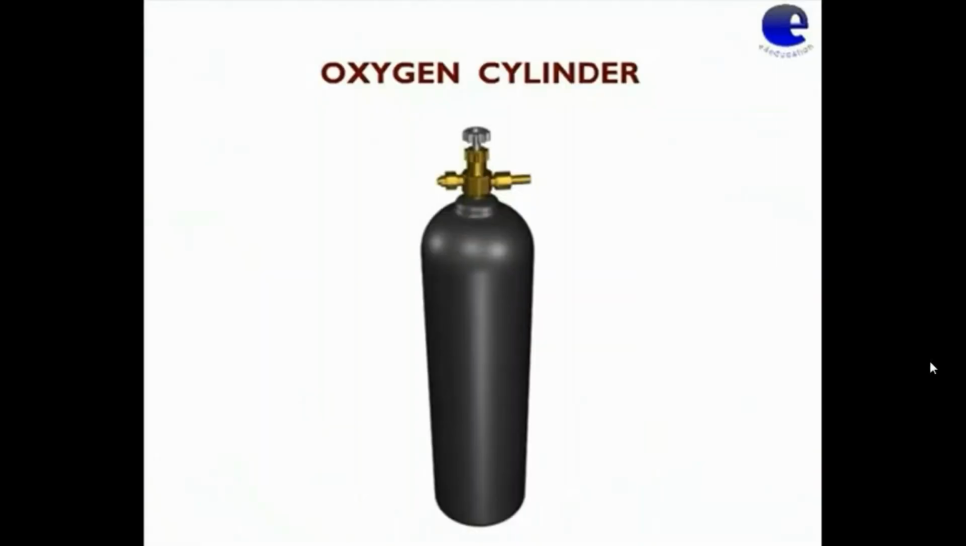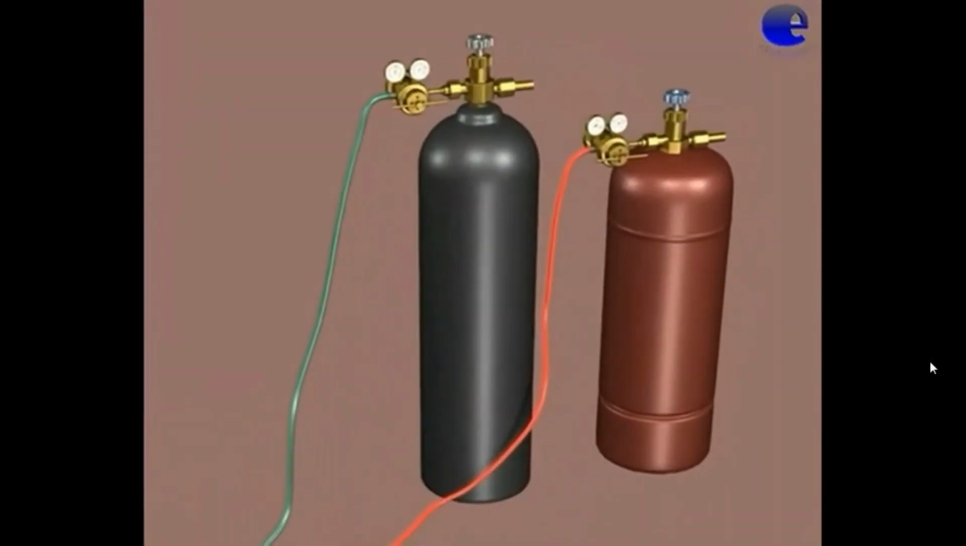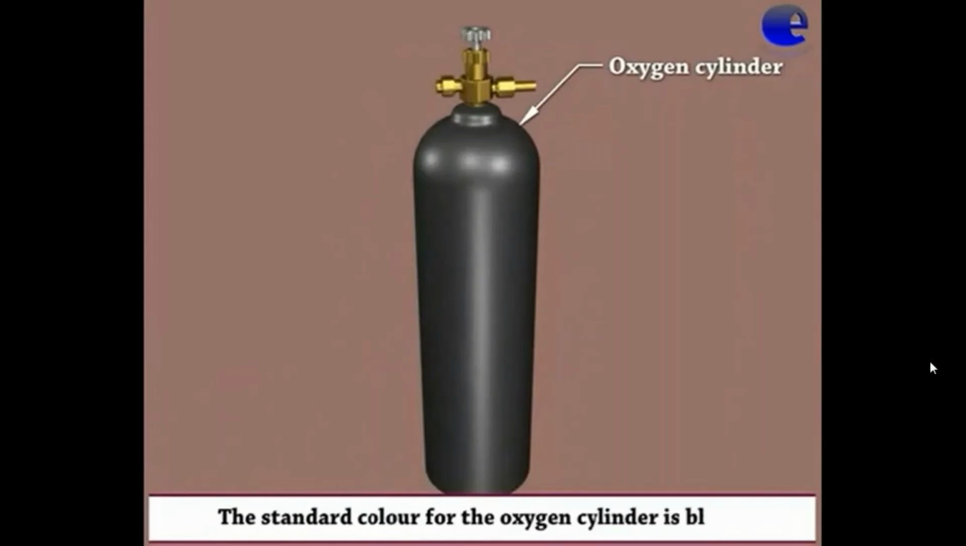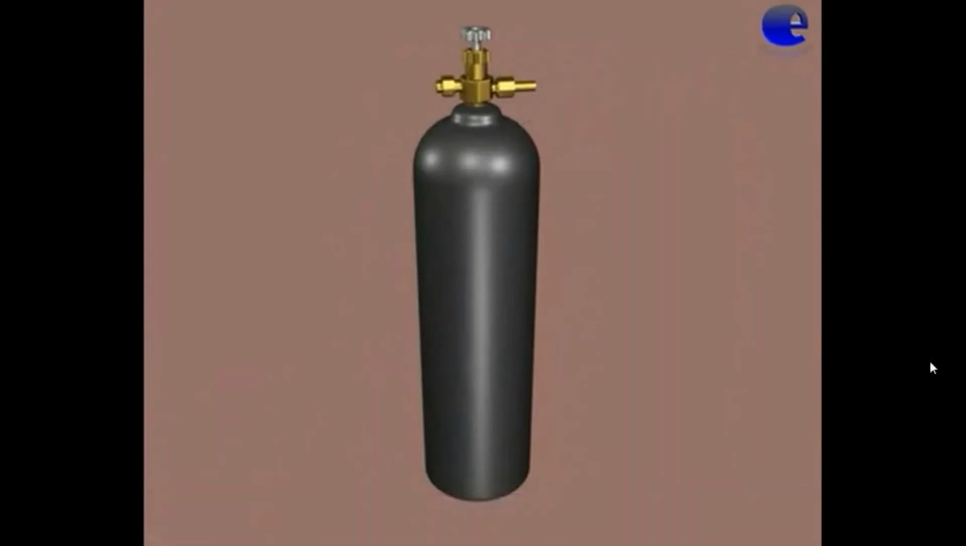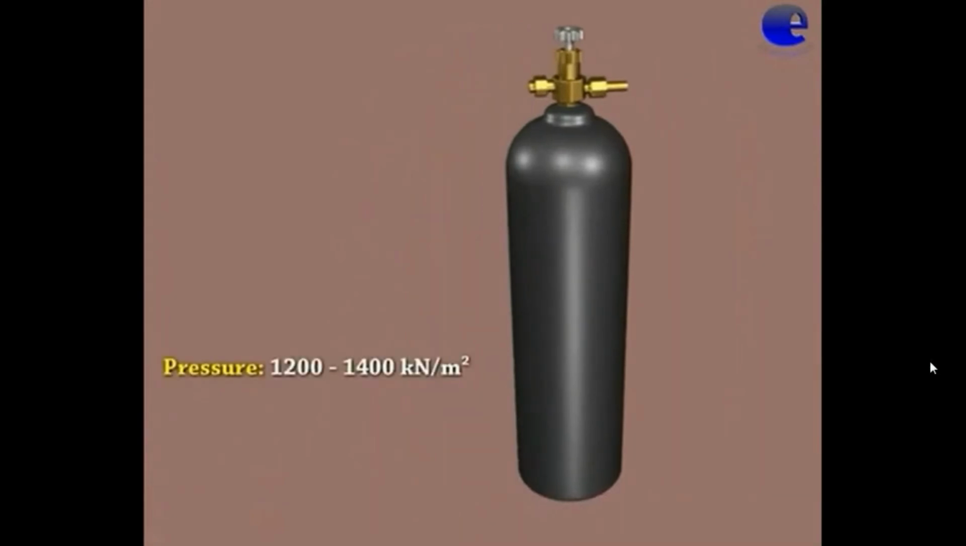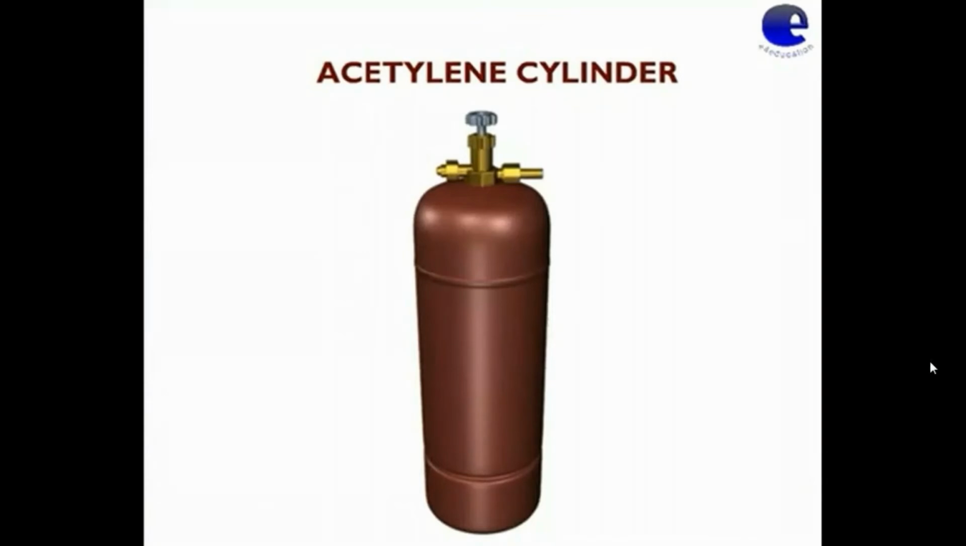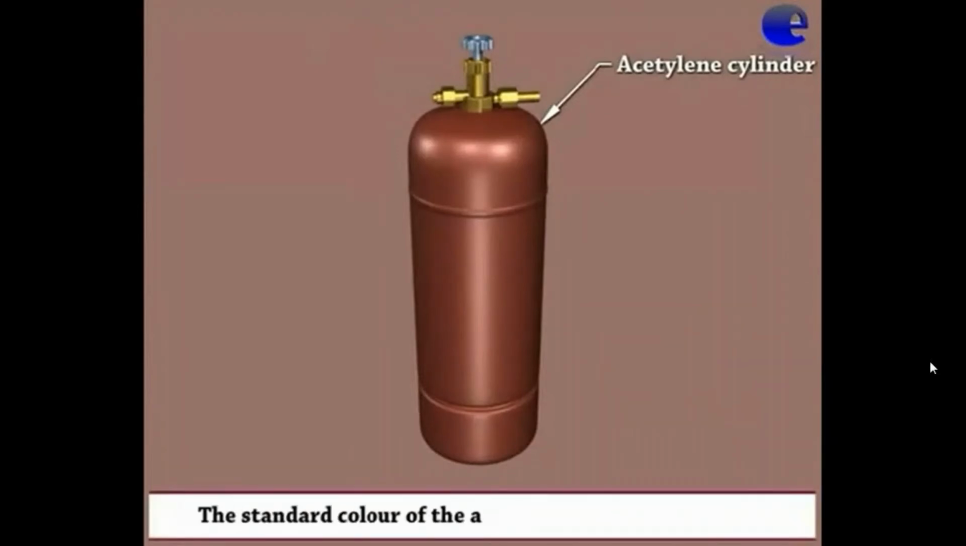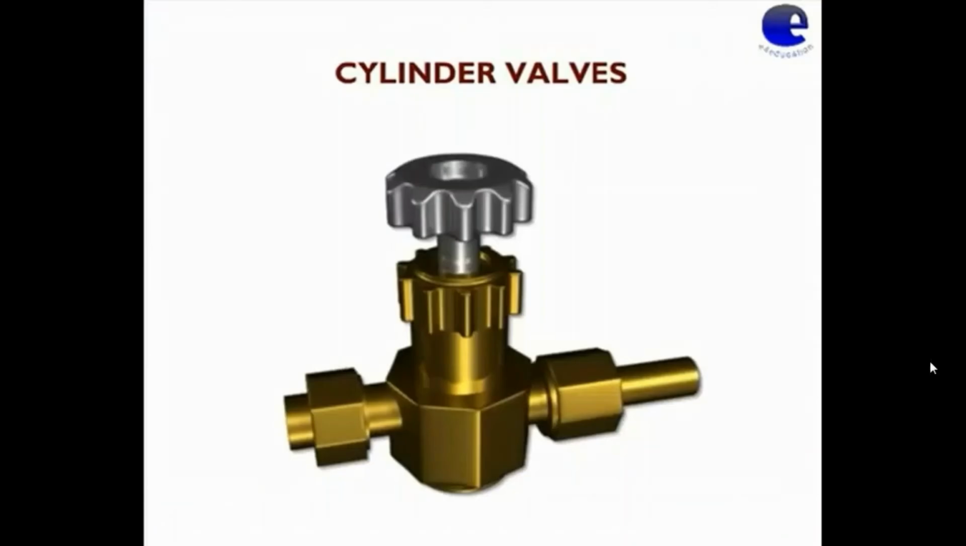Oxygen cylinder. We are going to see the specification of the oxygen cylinder. This is the 3D view of the oxygen cylinder. The standard color for the oxygen cylinder is black. Oxygen cylinders are usually filled at a pressure of 1200 to 1400 kilonewton per meter square and have a capacity of 6.2 meter cube. The oxygen cylinder weighs approximately 80 kg. Acetylene cylinder. This is a 3D model of the acetylene cylinder. The standard color of the acetylene cylinder is maroon.